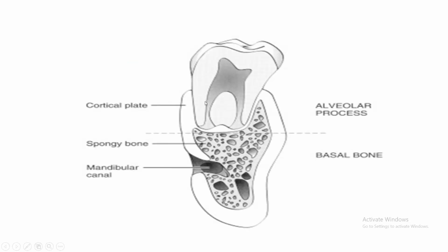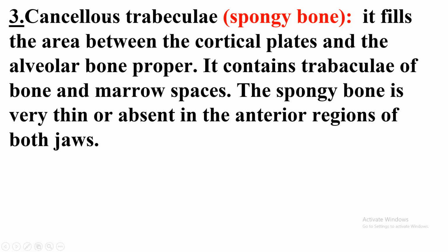This diagram shows us a longitudinal section in the mandible. This is the apical part we called basal bone, which has no relation with the tooth, but the alveolar process is going to support and include the tooth. The third part is the cancellous trabeculae, which is spongy bone, filling the area between the cortical plate and the alveolar bone proper. It contains trabeculae of bone and marrow space. Spongy bone is very thin or absent in the anterior region of both jaws.